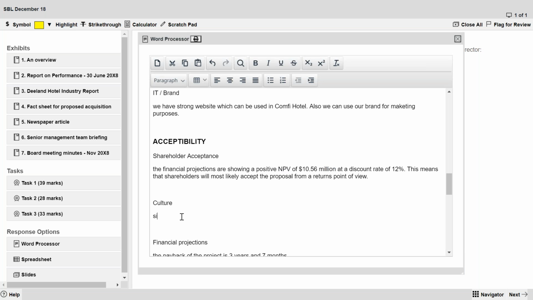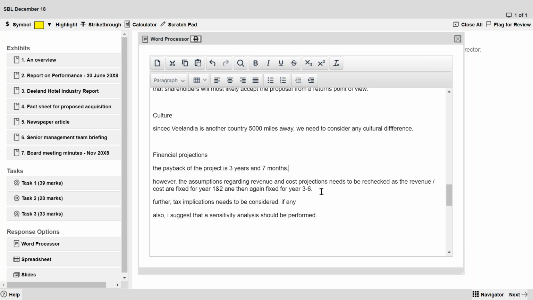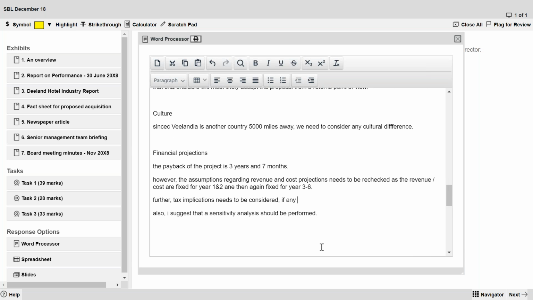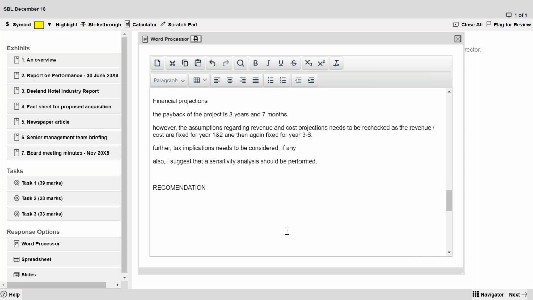That's it. Culture, we will say since Finlandia is another country 5,000 miles away, we need to consider any cultural differences. Financial projections, done. Done. Okay, guys, should we give a recommendation? Please think before you answer.